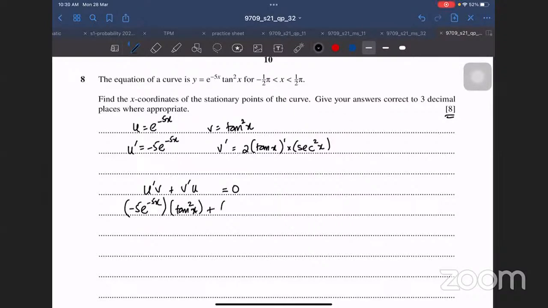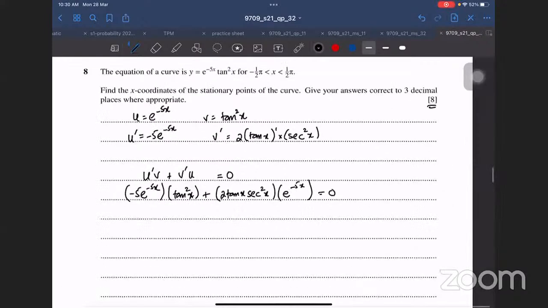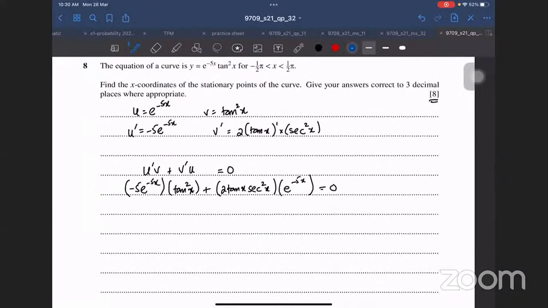and 2 tan x sec square x e power minus 5x equals to 0. Now, I've always told you, whenever you have these questions, the next step is always to take a common and simplify this. So e power minus 5x I can see as common. I'm left with minus 5 tan square x plus 2 tan x. What? tan x will also be common. Yes, you're right, I can take that out as a common as well. Let's take it out.